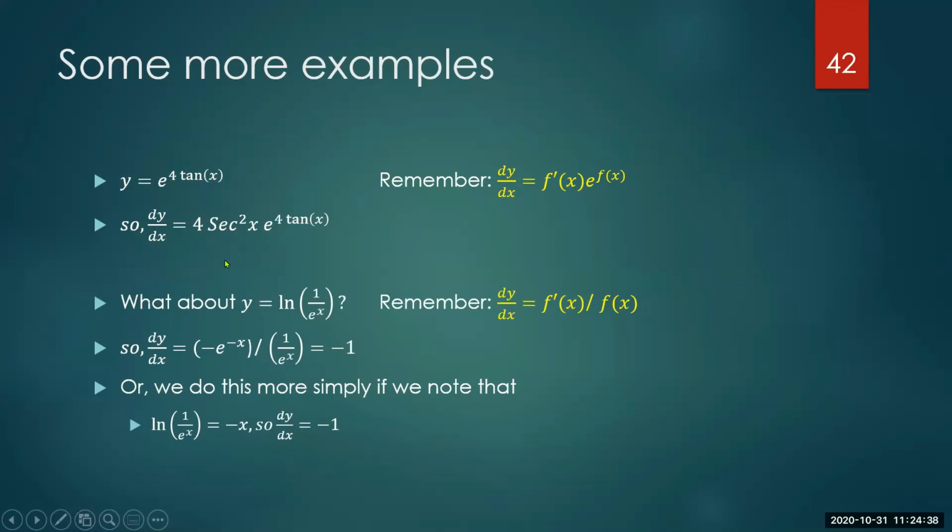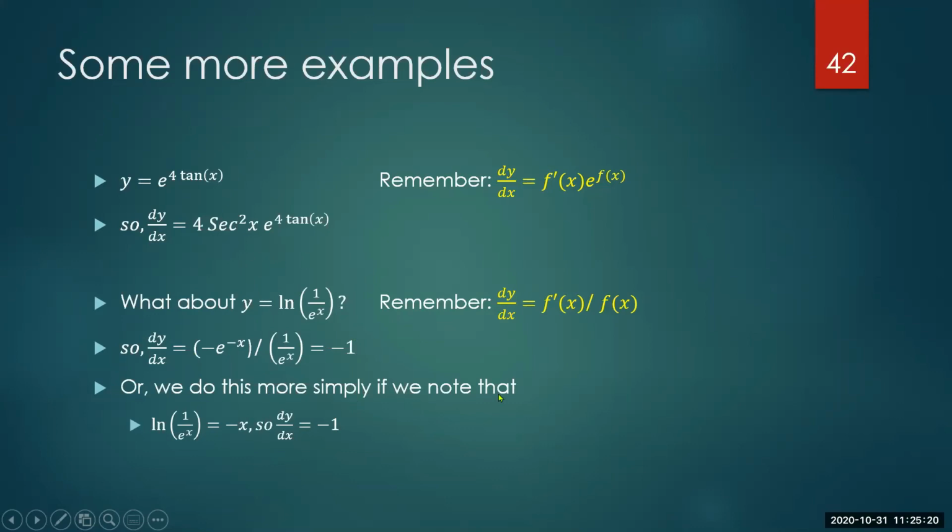What about y if y is equal to the natural log of 1 over e to the power of x? So remember, dy/dx this time around is f dash of x all over f of x. So dy/dx becomes minus e to the power of minus x all over 1 over e to the power of x, because 1 over e to the power of x is equal to e to the power of minus x. Okay, so dy/dx is minus e to the power of minus x, that's the f dash of x piece, all over 1 over e to the power of x, that's the f of x piece, and that becomes equal to minus 1.